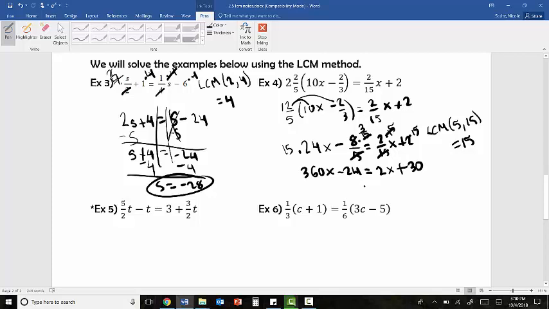Just to save space because I'm running out here, we're going to end up subtracting 2x from both sides. We're also going to need to add 24 to both sides. So these go away, these go away. So it looks like I'm going to get 358 equals 54. And then we're going to divide by 358 on both sides.